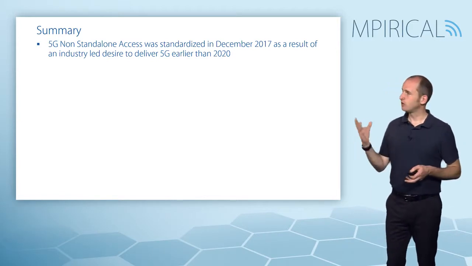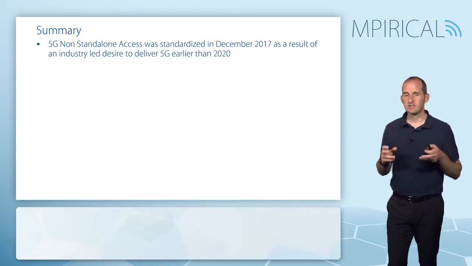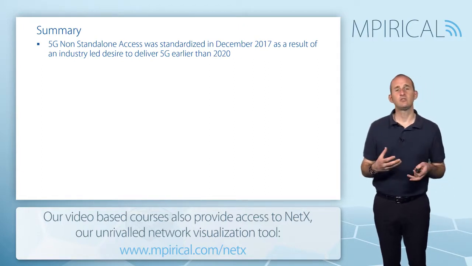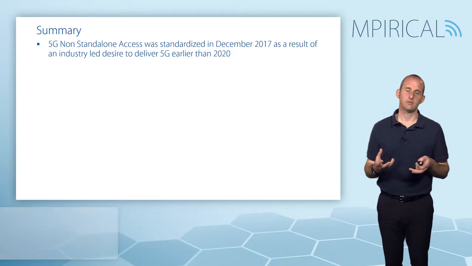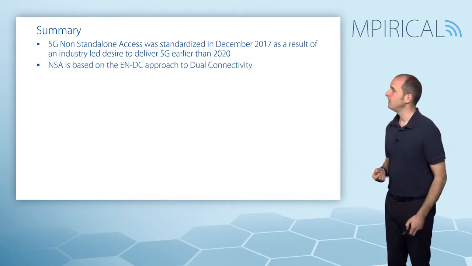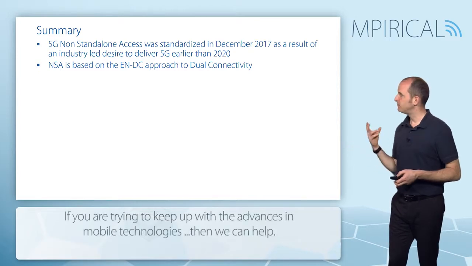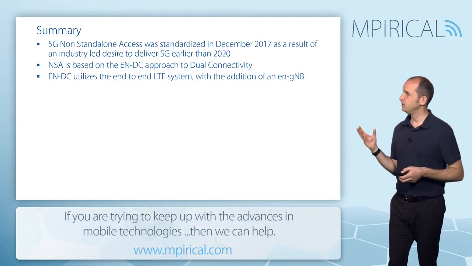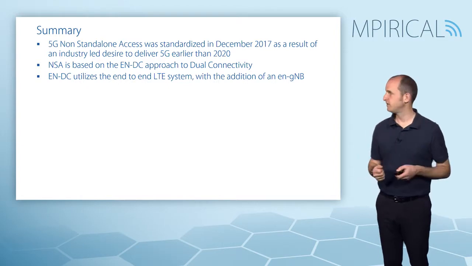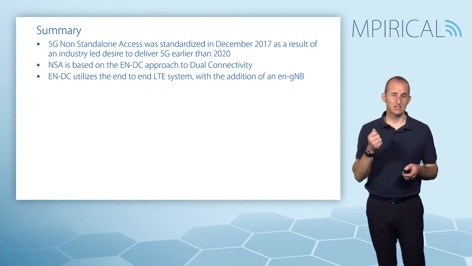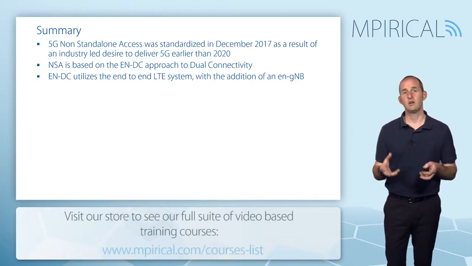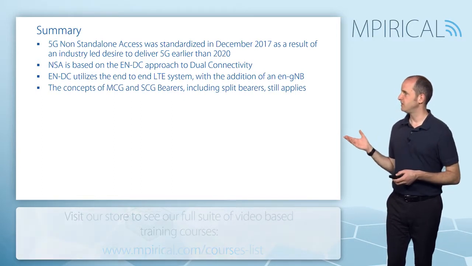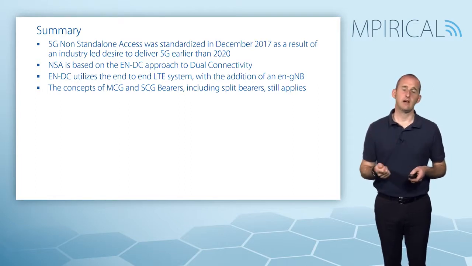So in summary then, we talked about the fact that 5G non-standalone access was standardized in December 2017, and really it was led by the industry. They wanted to see a 5G standardized option from the 3GPP sooner. So NSA, non-standalone access, is based on the ENDC approach to dual connectivity. You can see ENDC utilizes that end-to-end LTE system in its entirety with the addition of an EN-gNB. So in terms of getting those 5G services to the customer sooner, this is by far the simplest approach to do it. Now the concepts of MCG and SCG bearers, including split bearers, still apply with this approach.